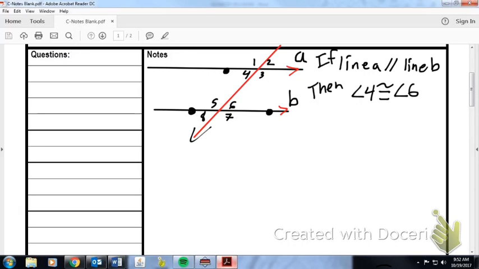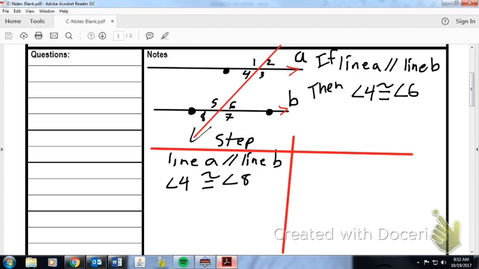That's kind of cool because it's only a 4-step proof. Like all good proofs, we start with line A is parallel to line B. And that's going to be given. I now put down the second step as angle 4 is congruent to angle 8. So I want you guys to take about a minute, work with your study buddy, and try and fill that in for yourself.